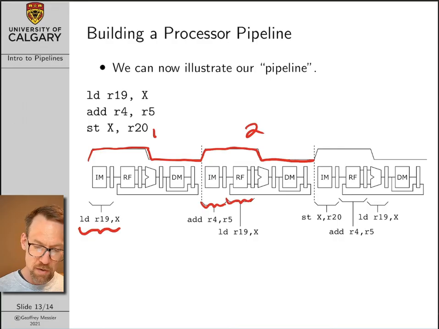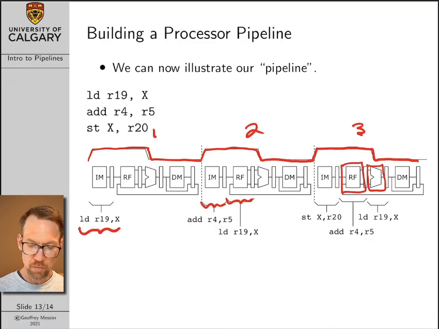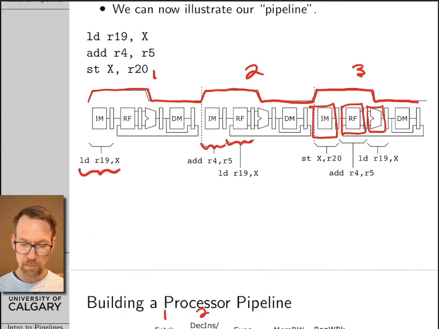If we go back here to the third clock cycle, the load has now propagated to the ALU stage, add has propagated to the read register stage, and store is what's going on in the instruction memory fetch.